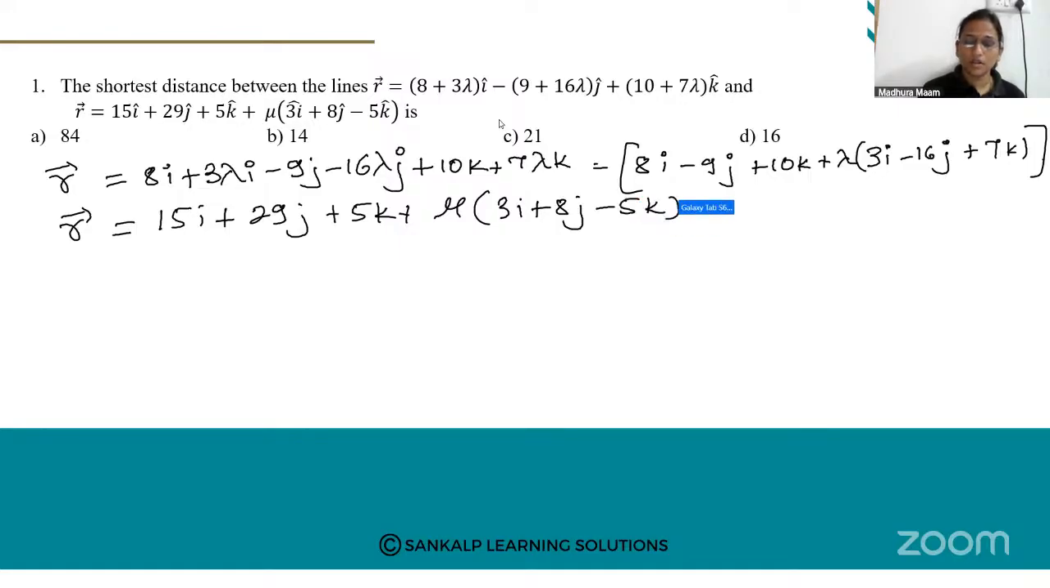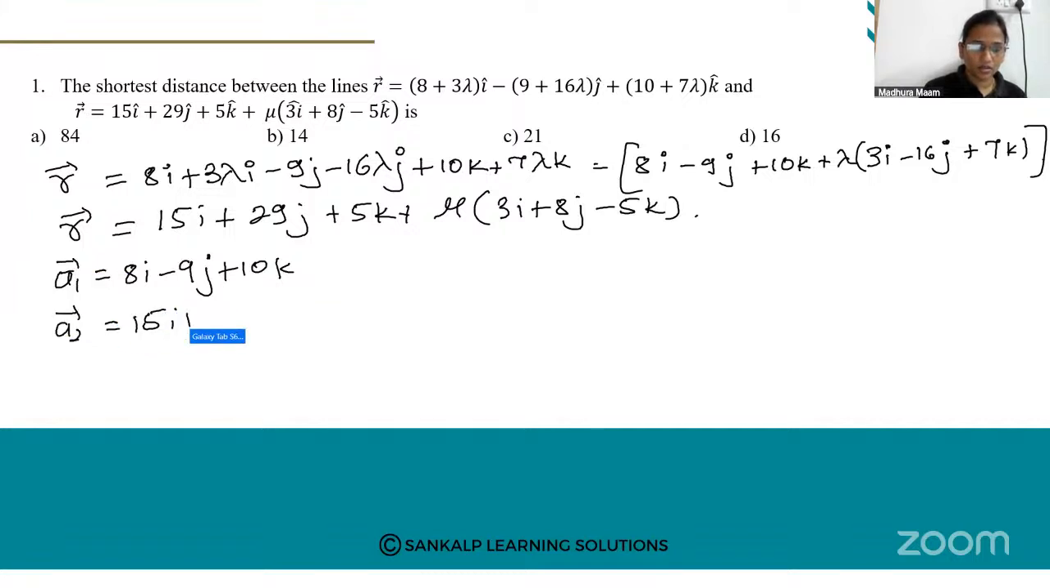Observe the parallel vectors. Are they the same? Here the direction vector is 3I, 16J, 7K; here it is 3, 8, 5. No, they are not the same. So there is a little more work. Easy question but more work. In place of A1 I have 8I minus 9J plus 10K. Please start solving along with me. You know the concept, it is only a little time consuming. This is 29J plus 5K. So first I want A2 minus A1.